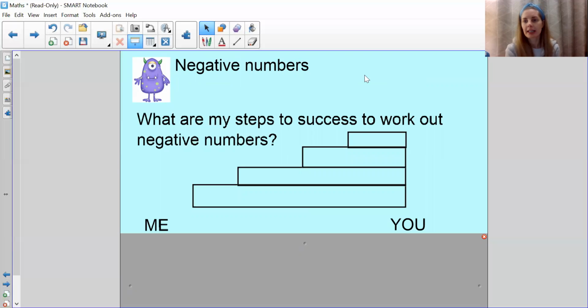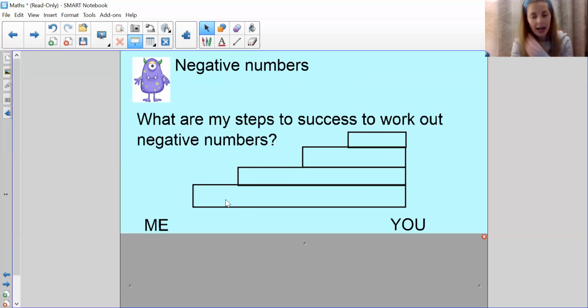So we're going to be looking at and revising our negative numbers. I want you to have a think about what the steps to success are to work out negative numbers. If you were a mini teacher now and you had your own YouTube channel, how would you tell children out there to work out negative numbers? Have a little go at brainstorming that on your piece of paper, and then you can pause the video so that you don't hear the answers and see if you get them right. Off you go, good luck.